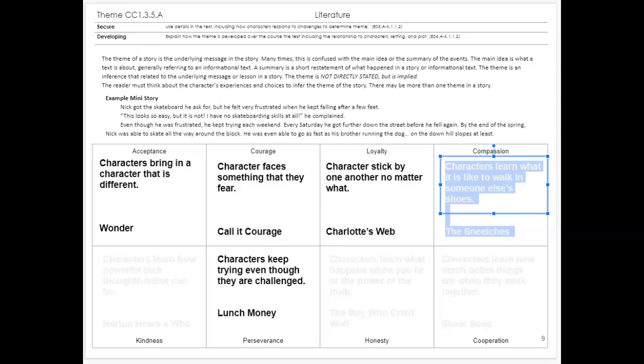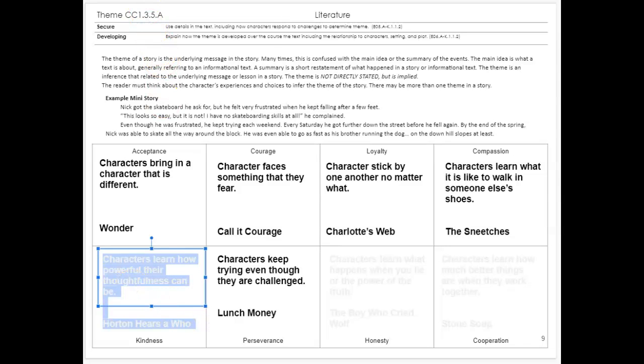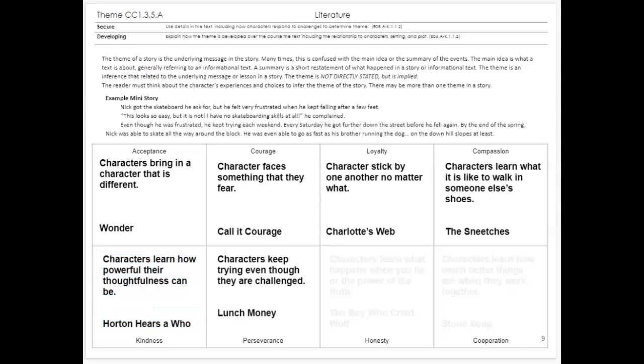Compassion. So compassion is taught when characters learn what it's like to walk in someone else's shoes. And a story that does that is The Sneetches. Kindness. In a story that has the theme of kindness, characters learn how powerful their thoughtfulness can be. Horton Hears a Who is a good example of kindness in a story. Kindness and acceptance can really go hand in hand.